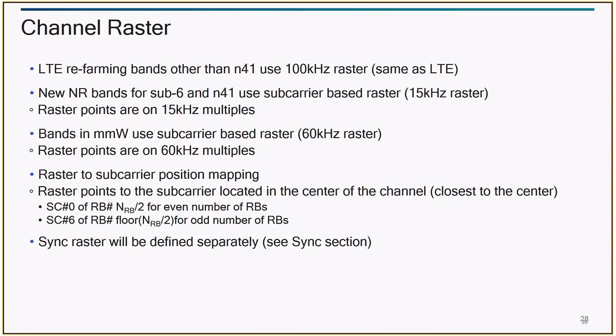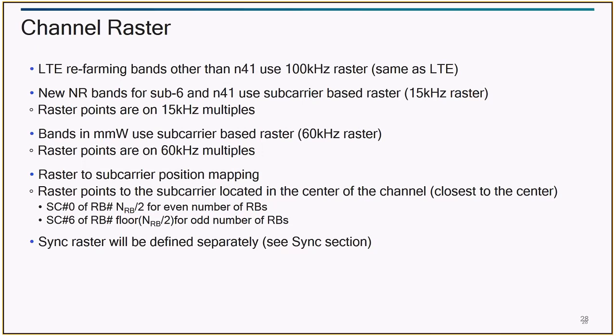Now, the way the channel raster is defined is, for bands which have LTE current deployment, they would continue to use the 100 kilohertz channel raster. That is, frequencies would be defined every 100 kilohertz. But if they are not using the LTE band, or basically there is no LTE deployment, and it's a sub-6, then the channel raster is defined in terms of 15 kilohertz. So a UE, if it was scanning around 10 channels in 1 megahertz in an LTE refarmed band, needs to scan around 60 channels in a non-LTE refarmed band, less than FR1.